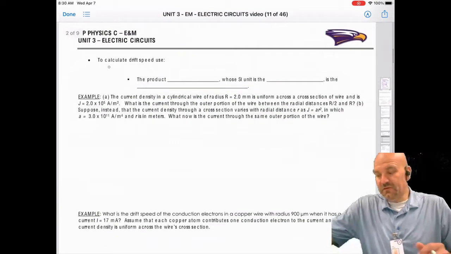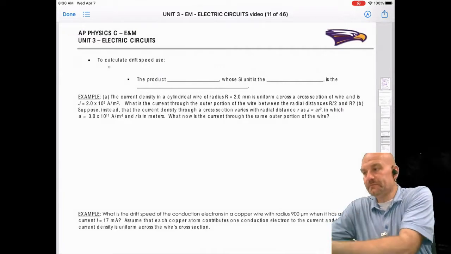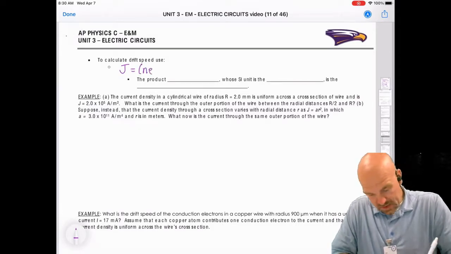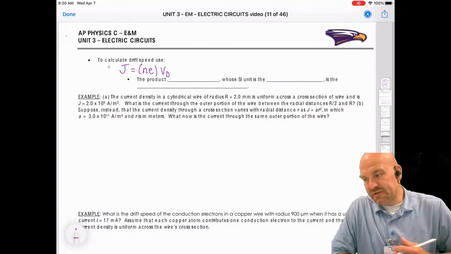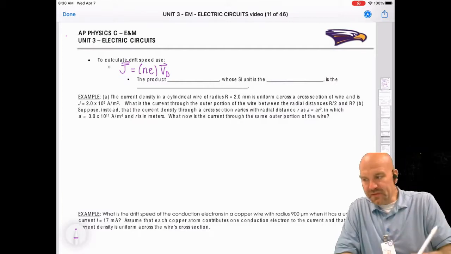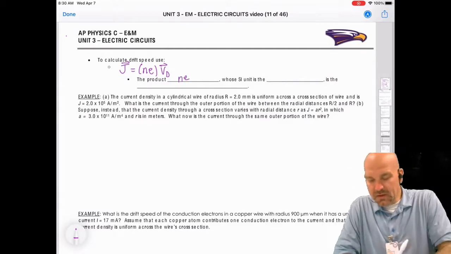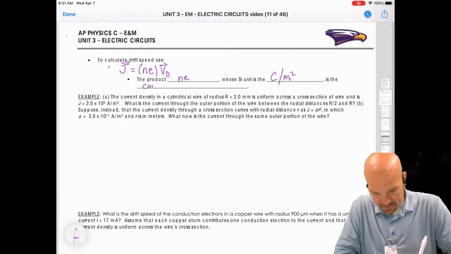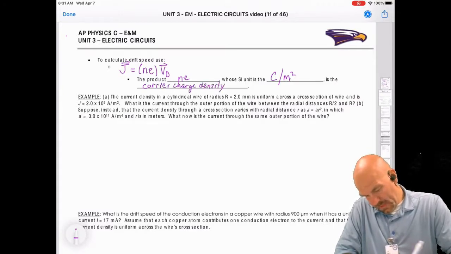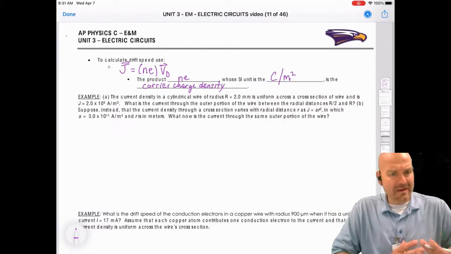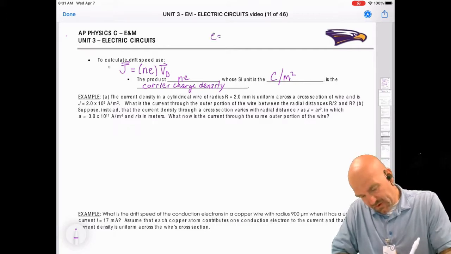To calculate the drift speed, you're going to use the equation J equals NE times the drift velocity. This product NE is what we call the carrier charge density. This is something you would have to determine for most materials, or at a minimum the N, because E is our elementary charge.